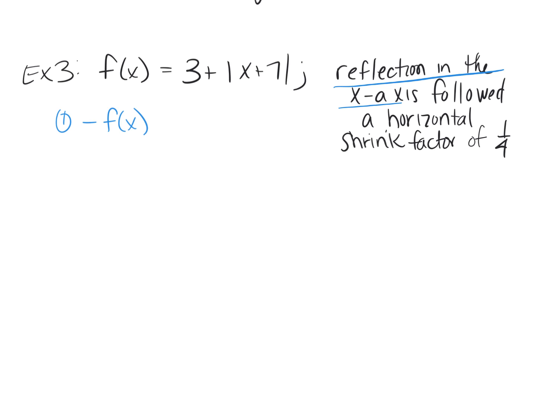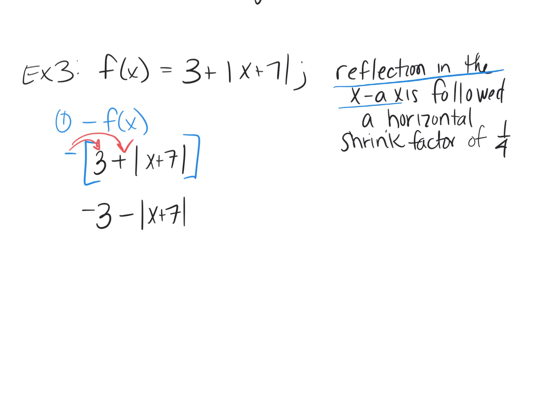So that means I'm going to take f of x and multiply the whole thing by a negative. So 3 plus the absolute value of x plus 7 times that negative. The negative distributes to the 3, and it distributes in front of the absolute value. So we get -3 minus the absolute value of x plus 7. I cannot distribute into the absolute value, just like I cannot distribute into the square root or into a parentheses squared. I cannot distribute into the function when I'm doing a vertical transformation. The only time I can put it inside is with the horizontal transformations.